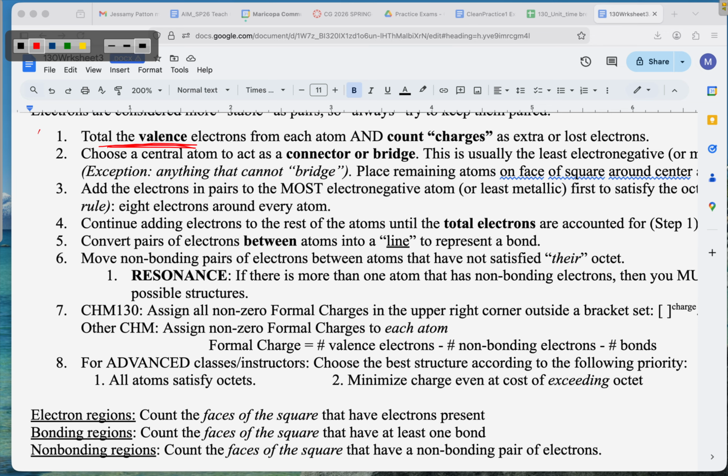So if we look at Po, for, do we know that one? Plutonium? Nope, it's Pu.